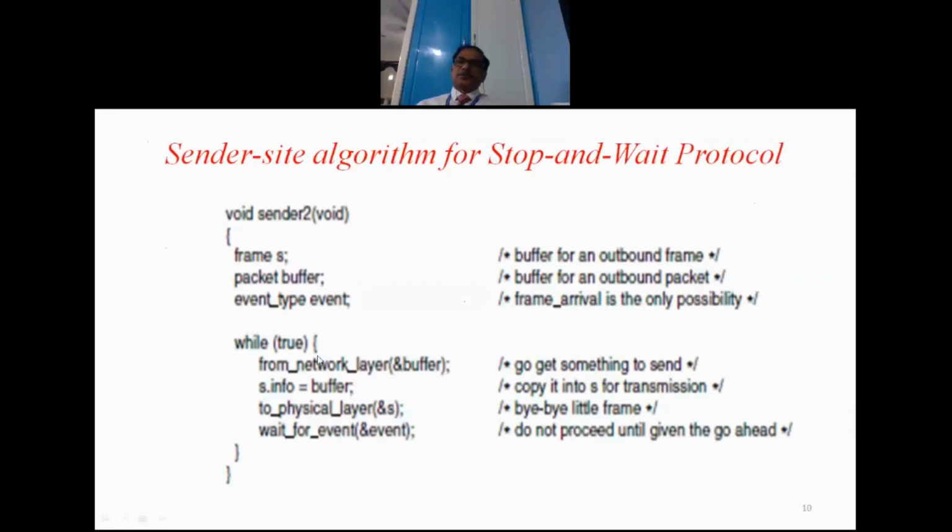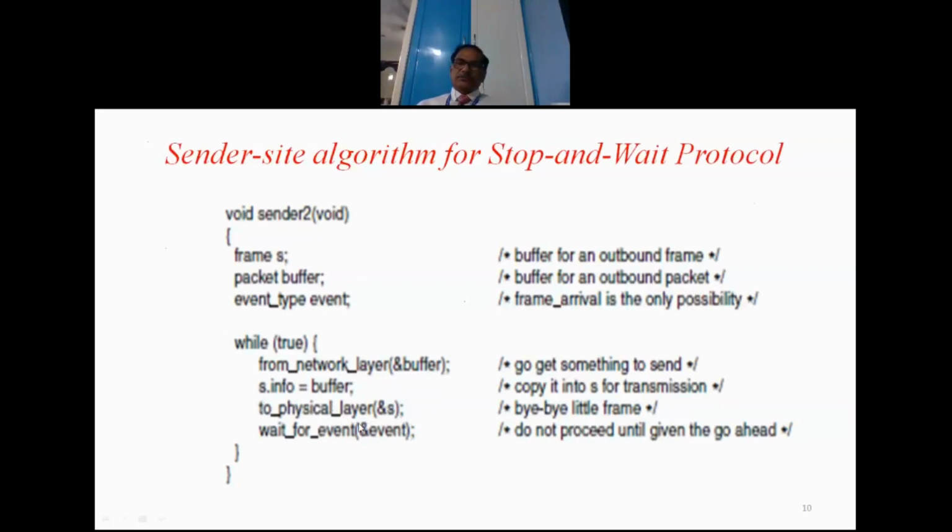While true, means if there is a request from the network layer, then first step, accept the information and put it in the buffer. Whatever information is coming from the network layer, accept it and put it into the buffer. Second step, make the frame. Third step, hand over the frame to the physical layer.